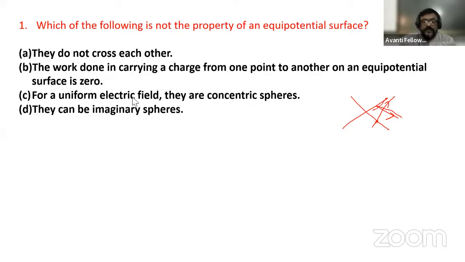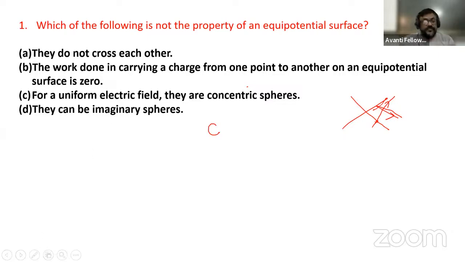Now, for a uniform electric field, they are concentric spheres. Actually, in the last class, you have seen how the equipotential surfaces are formed in the case of a uniform field. They are parallel planes. So this is not correct. What about the next one? They can be imaginary spheres. Of course, equipotential surfaces can be imaginary spheres in the case of isolated point charges. So our answer is C. Equipotential surfaces for a uniform electric field are concentric spheres. That is the right answer.